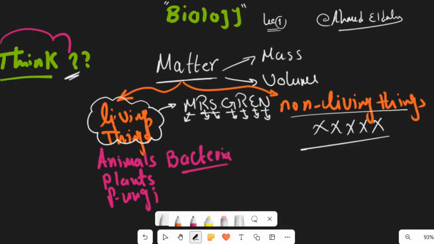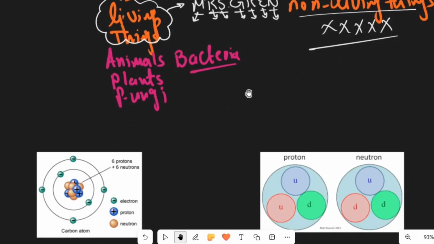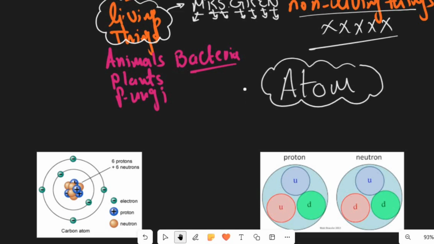Now I want you to think about matter and the composition of matter. You have to know that matter, anything around us, is composed of smaller particles, and the basic unit of any matter on this earth is the atom. And you have to know that. So atoms are the building blocks of everything.